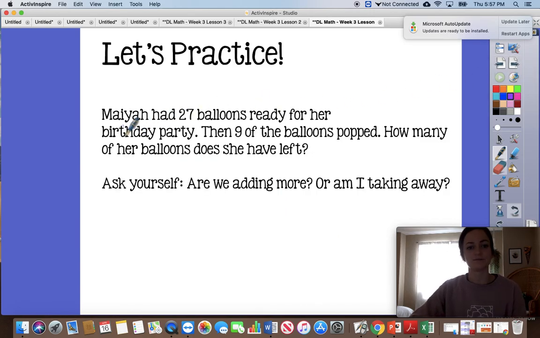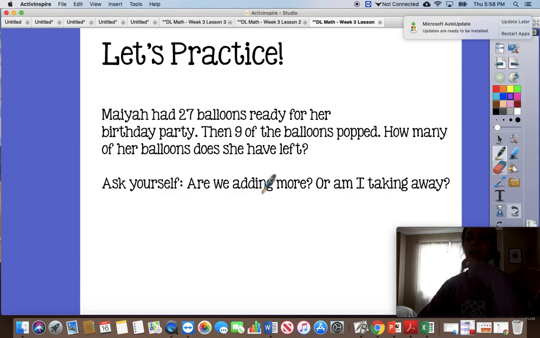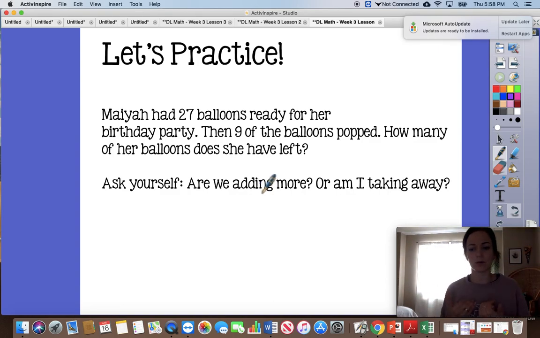All right, here's our first one. Maya had 27 balloons ready for her birthday party. Then 9 of the balloons popped. How many of her balloons does she have left? Okay, so we need to ask ourselves, are we getting more balloons? Are we adding more balloons to the party? Or are we taking away some of the balloons that we started with? Okay, we're taking away, right?